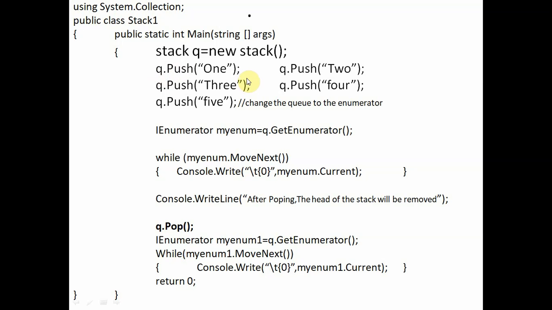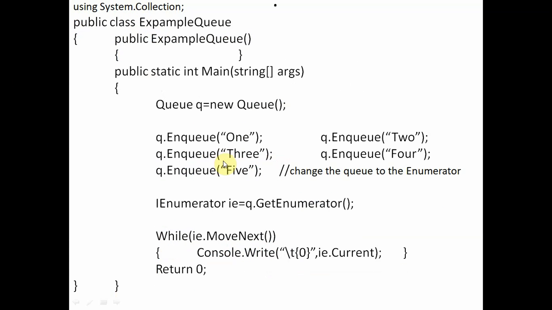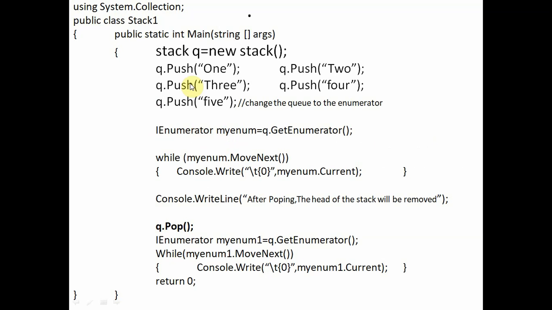So q dot push 1, q dot push 2, q dot push 3, q dot push 4 and q dot push 5. So we can add 5 elements on the stack, and in the same way in the queue also we inserted 5 elements. यहाँ दोनों में हमने 5 element किए, different हो सकते हैं. So in the queue we use the enqueue function, and in case of stack we have the push function. So we will use the push function, but the next statement will be the same.